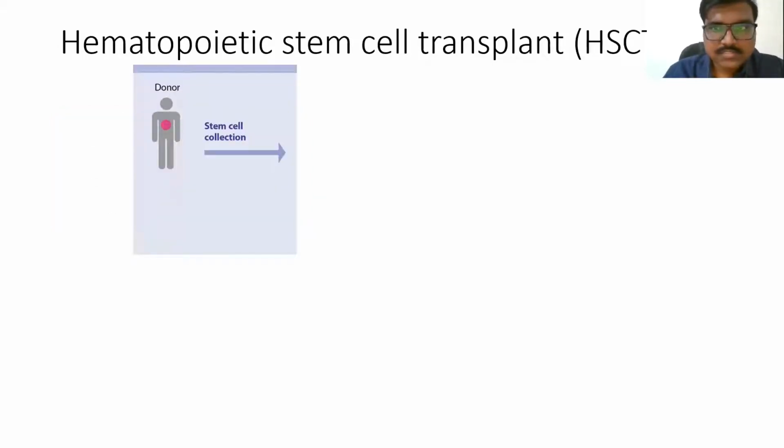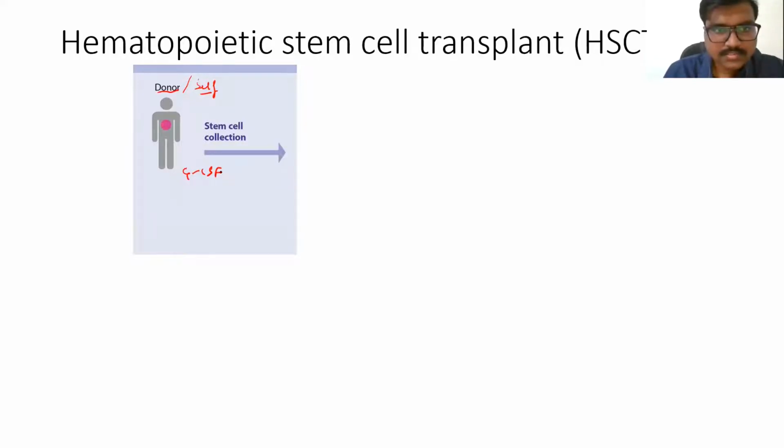What are the steps in the stem cell transplant? Depending on the type of transplant, the donor stem cells, or stem cells from the patient himself, are harvested by giving G-CSF and mobilizing the stem cells. These stem cells are harvested, cryopreserved, and subsequently transfused to the recipient.